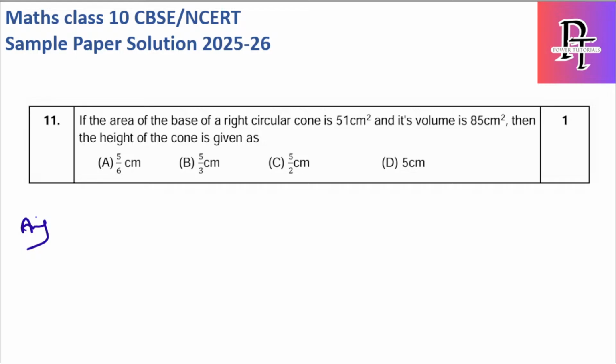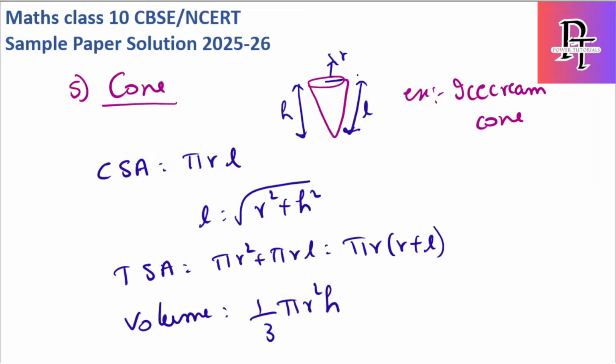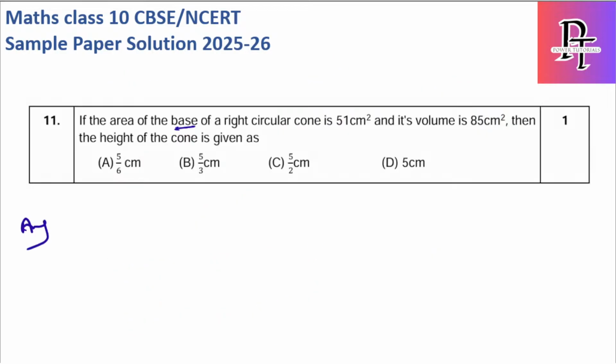If the area of the base of a right circular cone is 51 centimeters squared. So here, to understand which area they have provided: it's not TSA and it's not CSA, it is the area of the base. In the cone part I told you, this is one area, whereas CSA is another area. For TSA, I added the base area plus pi r l. So here they have mentioned base area, so simply they are mentioning pi r square. Pi r square is 51.